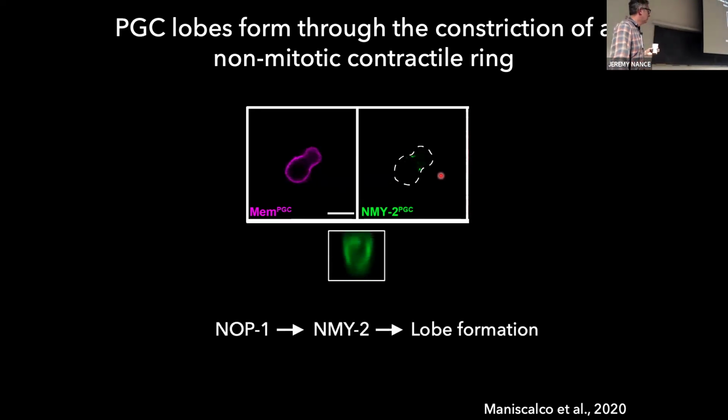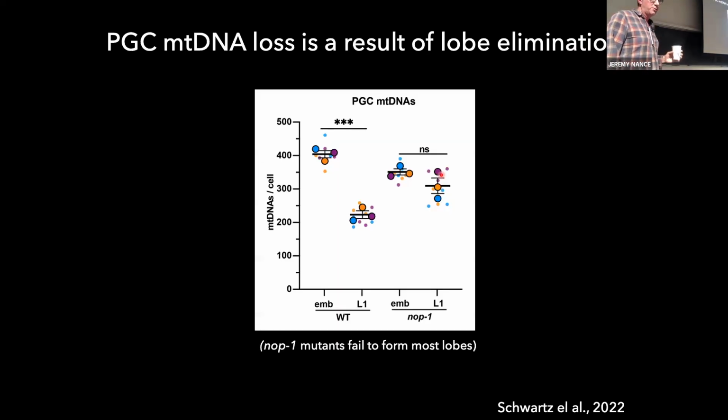And so we knew from work from other labs that there was an activator of myosin called NOP1 that didn't have a major role in cytokinesis, but it did in the germline. And so when we took that out, we showed in this previous study that we were able to block lobe formation in most embryos. So Aaron redid the sorting experiment in NOP1 embryos and saw that there wasn't a significant drop between these two stages. So our conclusion, not surprisingly, based on what I've shown you so far, is that this trogocytosis is eliminating about half of the mitochondrial genomes from the germ cell and getting rid of them.